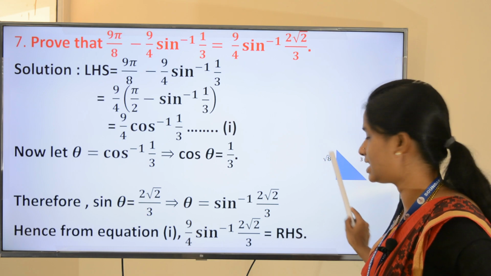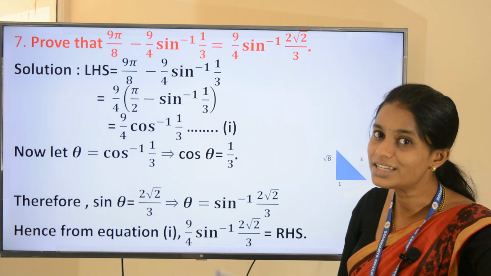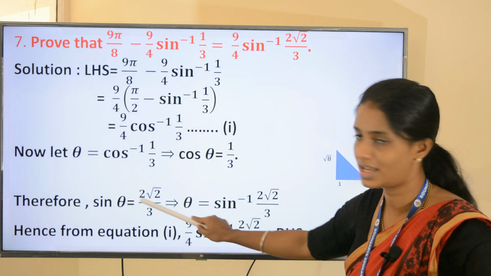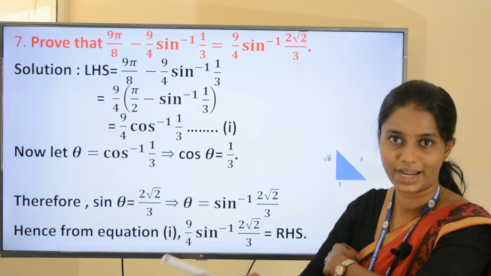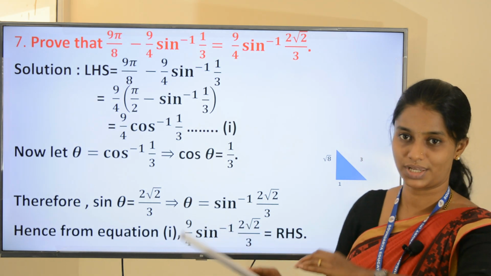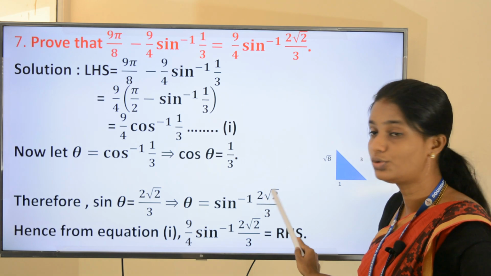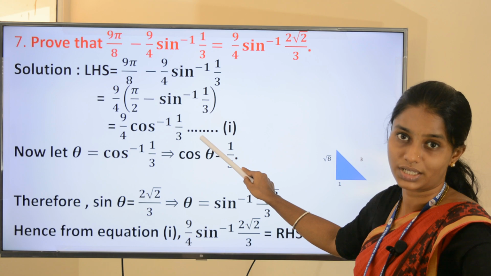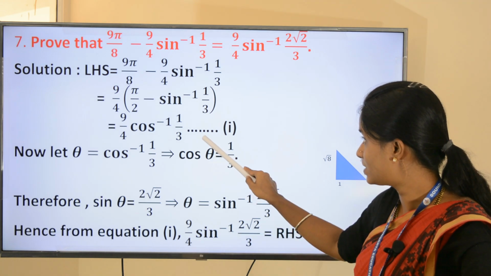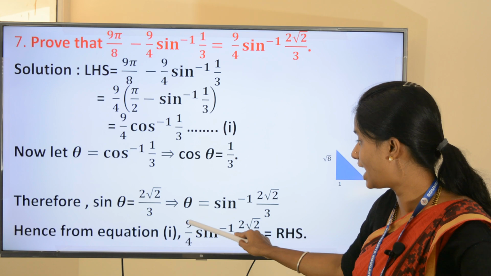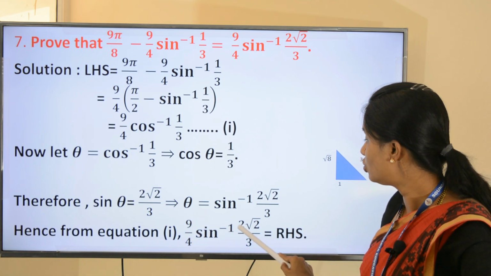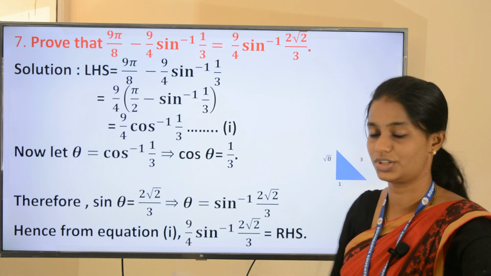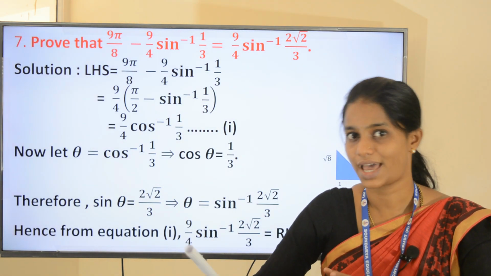Opposite side is square root of 8, which can be written as 2 square root of 2. Therefore, sin theta is equal to 2 square root of 2 divided by 3, and theta can be written as sin inverse of 2 root 2 divided by 3. Then this theta we substituted in expression 1, and we got 9 by 4 sin inverse 2 root 2 divided by 3. Clearly this is the right hand side expression. Therefore, LHS is equal to RHS, hence the proof.